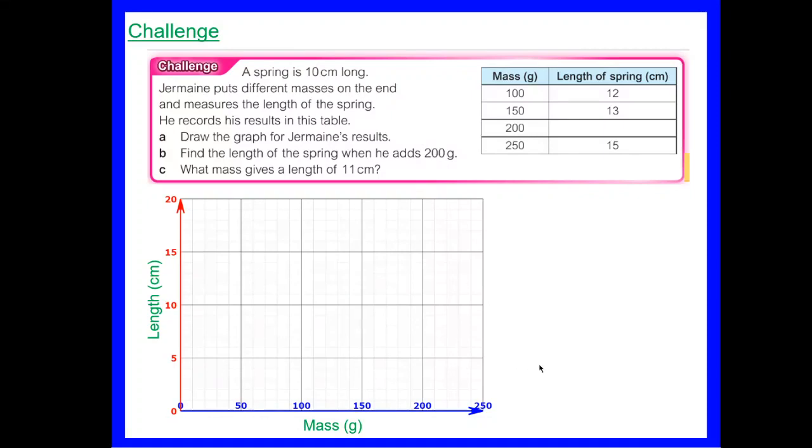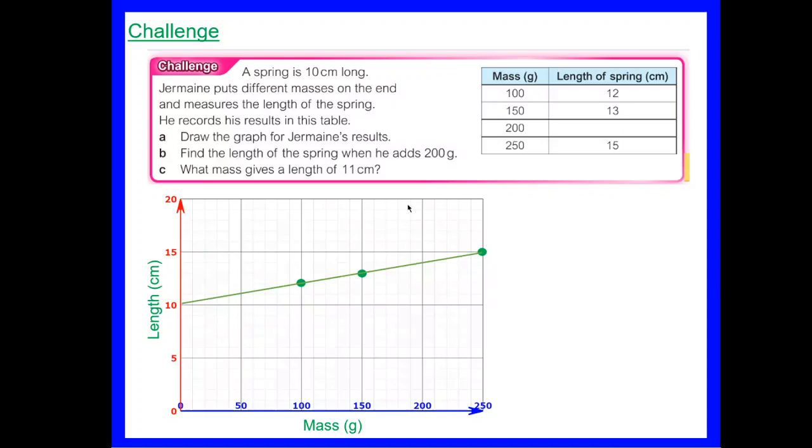We need to plot the values that we've been given so far. So our first one, our mass of 100 is a length of 12. So we're going across to 100 and going up to 12 and we're going to put a point there. Our next one, 150 and 13. So across 150, up to 13. So that's just there. Our next one, we don't know this one here, so we're going to go to our last one. Along to 250 and up to 15 is just there. Now, once we have at least 3, we can draw a straight line through them. Again, I've drawn that all the way across my graph to the axes there.